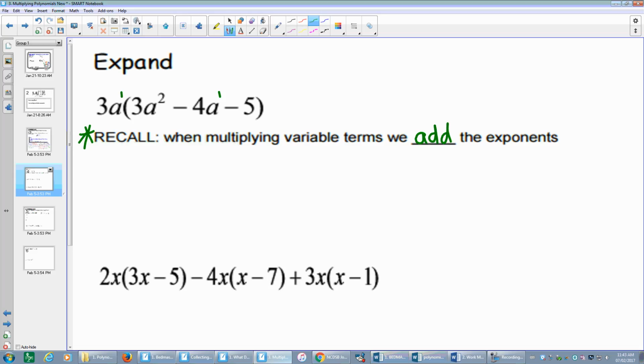Again, I'm going to do the distributive property here. 3 times 3 gives me 9, a, and then I have a 1 and a 2, which gives me a cubed. Then 3a times negative 4a: 3 times negative 4 gives me negative 12, and then a squared. And then I can do my last term here. 3a times negative 5 gives me negative 15a. I have no variables that are the same, so this is my final answer.